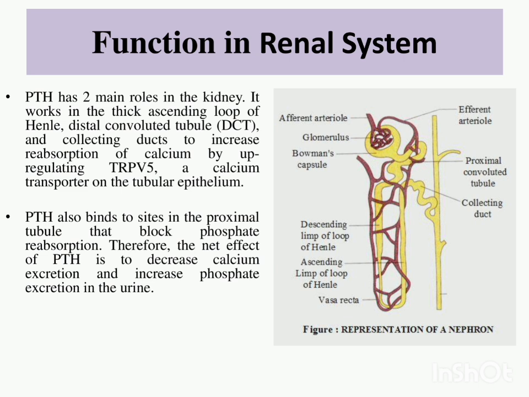PTH also binds to sites in the proximal tubule that block phosphate reabsorption. Therefore, the net effect of PTH is to decrease calcium excretion and increase phosphate excretion in the urine.